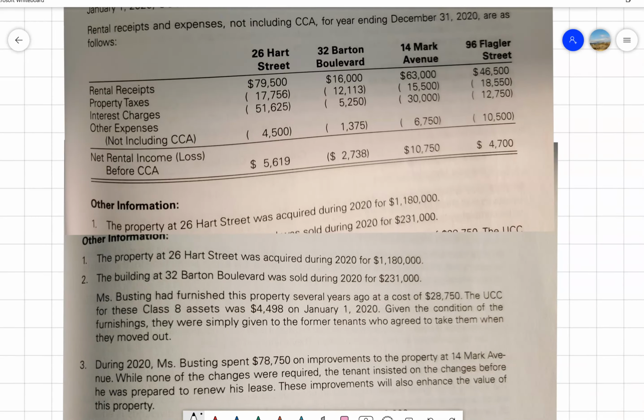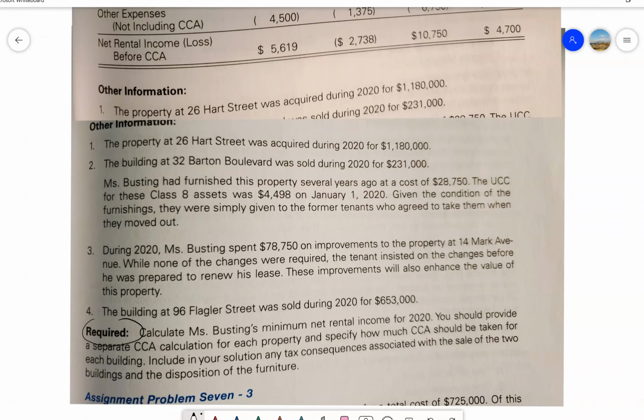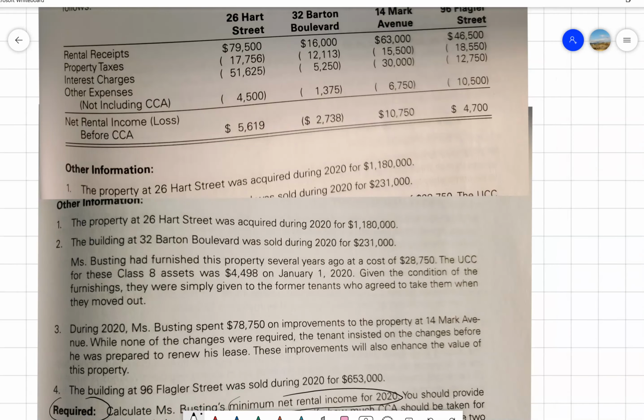So if we look at the required, it wants us to calculate the net rental income for 2020. And we need to do a separate CCA calculation for each property and specify how much CCA should be taken for each building, and also any other tax consequences as well. So let's first start with calculating the net rental income before CCA.